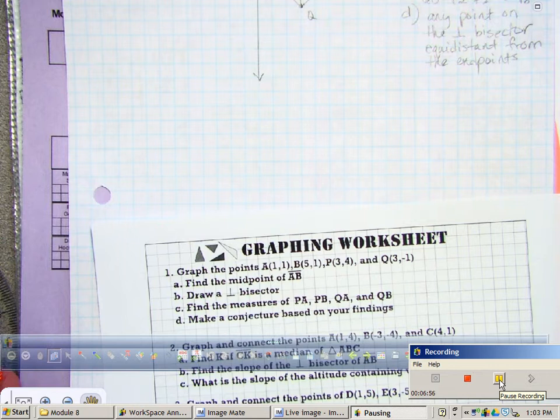Okay. So it says graph and connect the points. A is 1, 4, so over 1, up 4. That's A. B is -3, -4. And C is 4, 1. It said over 1, up 4. A is 1, 4. B is -3, -4. Did I do something wrong? Oh yeah, I did. Uh-oh. B is -3, -4. I did -3, -3. Good thing we looked at that.